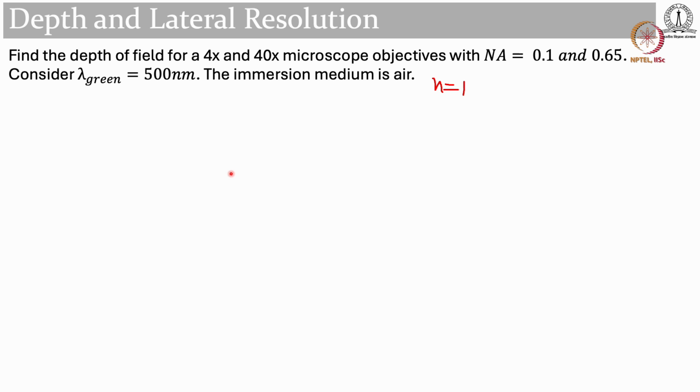To find the depth of field for a 4x objective, we use the formula which was discussed previously, and if you put in the values, that will be 1 times 500 divided by 0.1 whole squared, and you get a value of 50 micron. So for a 4x objective you get a depth of field of around 50 micron. It looks like a very large depth of field, but that depends on whether the flow you are trying to visualize is well within the depth of field.